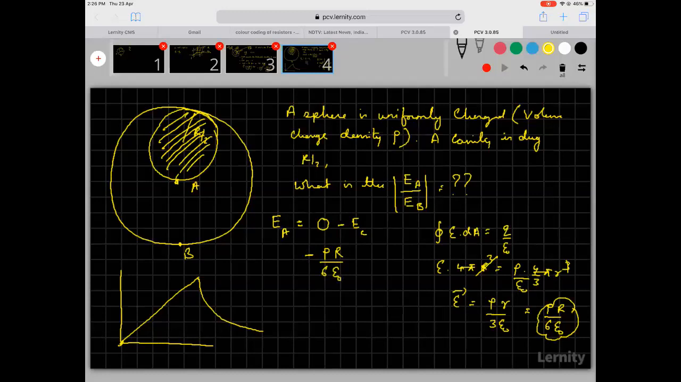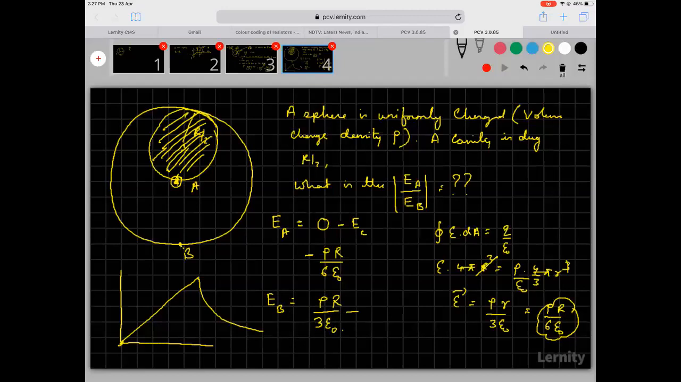See, if everything was solid, the electric field here would have been 0. But now you are removing this. When you are removing this, the electric field at this particular point, I'm applying Gauss law. Now the electric field at this point, if everything was there, the electric field at B would have been equal to rho R by 3 epsilon naught. Now I want to know what is the electric field due to this at this point.